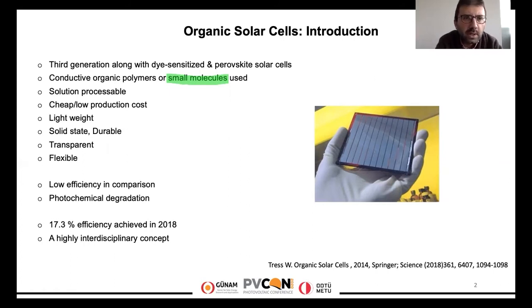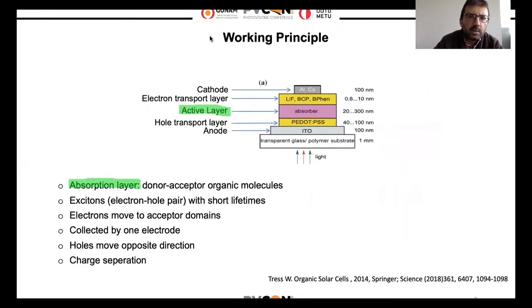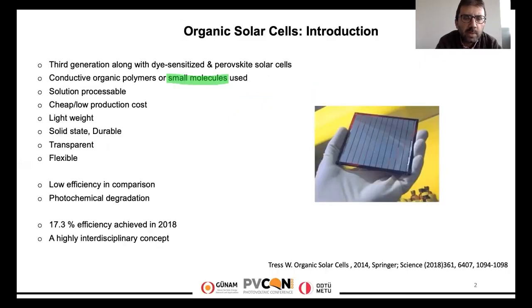Just a brief information about the organic solar cells. They are third generation, along with dye-sensitized and perovskite solar cells. Conductive organic polymers or small molecules are used, and we have been employing small molecules actually. They are solution processable and should have a cheap and low production cost compared to the first generation, our silicon-based solar cells, and they are lightweight. They work in a solid state, not a liquid state like in dye-sensitized solar cells, and they are durable. They could be made transparent, and they could be made flexible if you just coat them on a plastic surface.